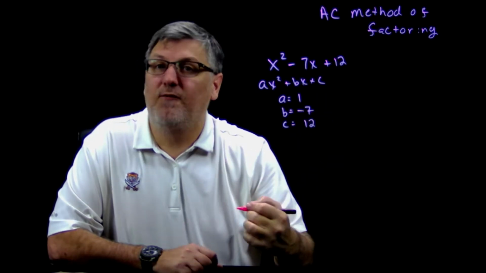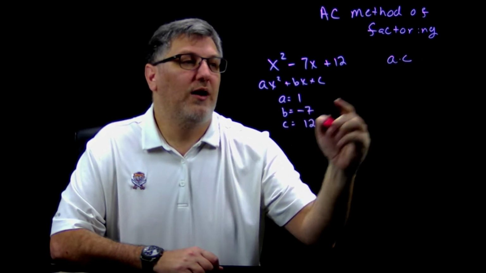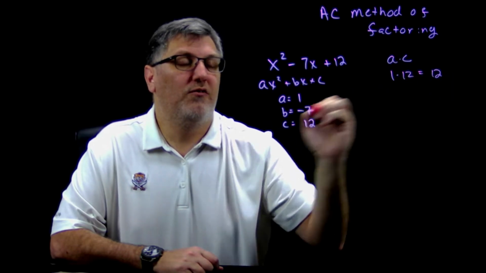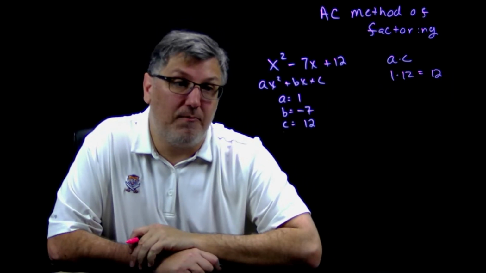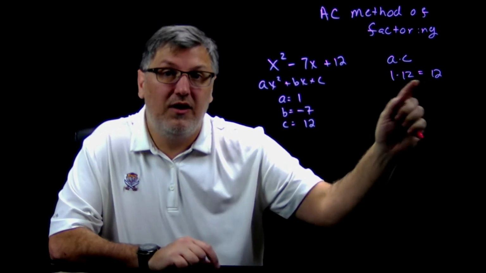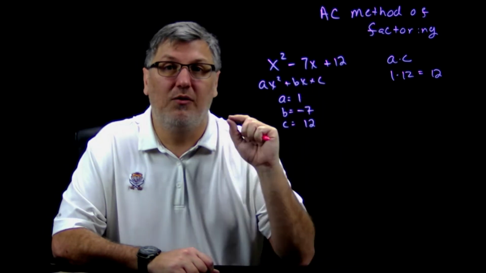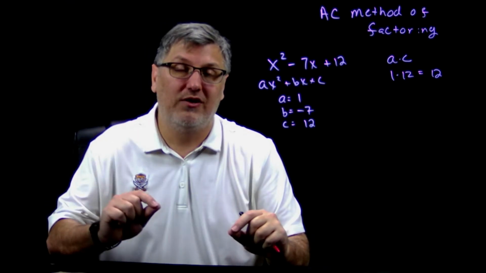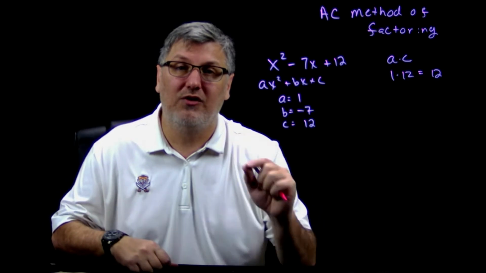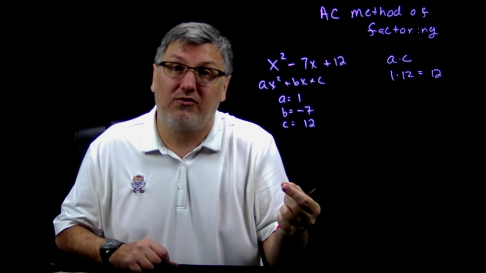So the AC method of factoring gets its name because we're going to do A times C. So I'm going to do 1 times 12, and this equals 12. Now this is going to tell me something right off the bat. Because this number is positive, when I look for my factors, they're going to have the same sign. It's either going to be a minus minus or a plus plus. That's the only way we can get a positive number, if we do a positive times a positive or a negative times a negative. Also, because this is minus, whatever sign this is actually tells me what I'm looking for.